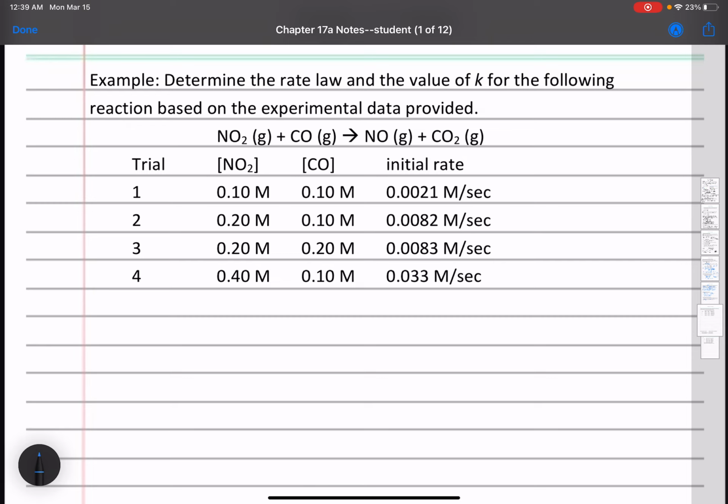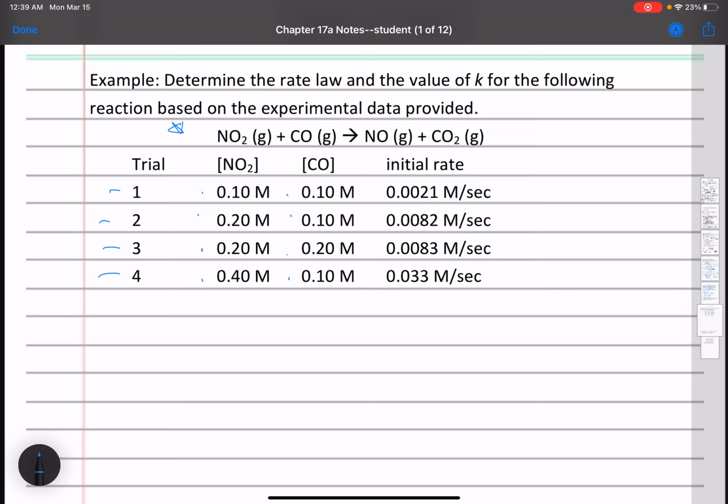Here we go. Determine the rate law and the value of K for the following reaction based on the experimental data provided. So here we have an actual reaction, not A's and B's, but a chemical reaction. We've got nitrogen dioxide plus carbon monoxide react to form nitrogen monoxide and carbon dioxide. All right, and we've done 4 different trials where we have altered the concentrations of each reactant, the nitrogen dioxide and the carbon monoxide, and we measured the initial rates of these reactions.